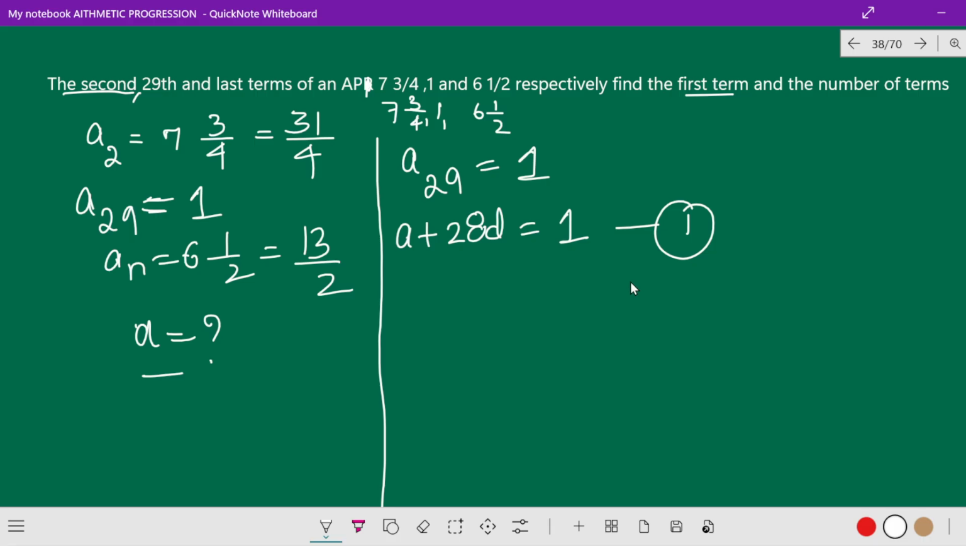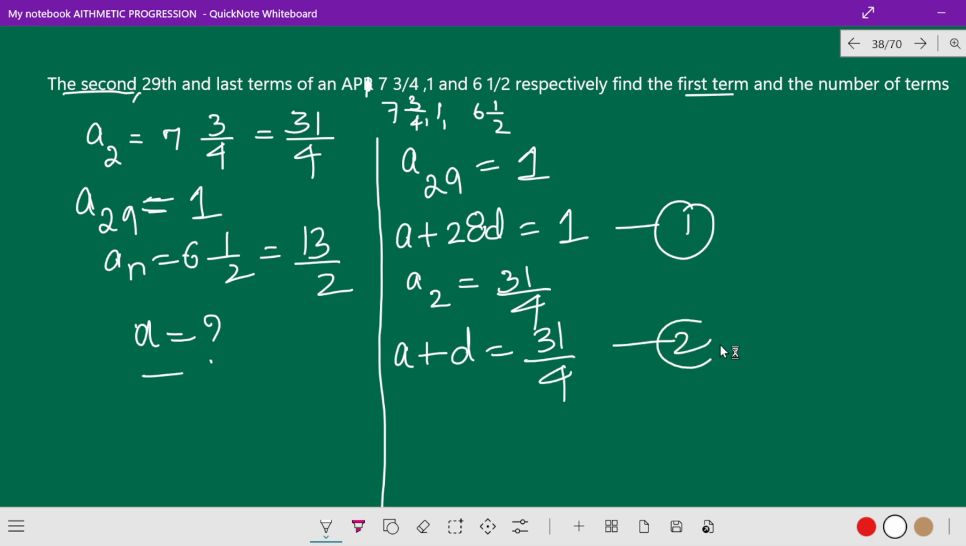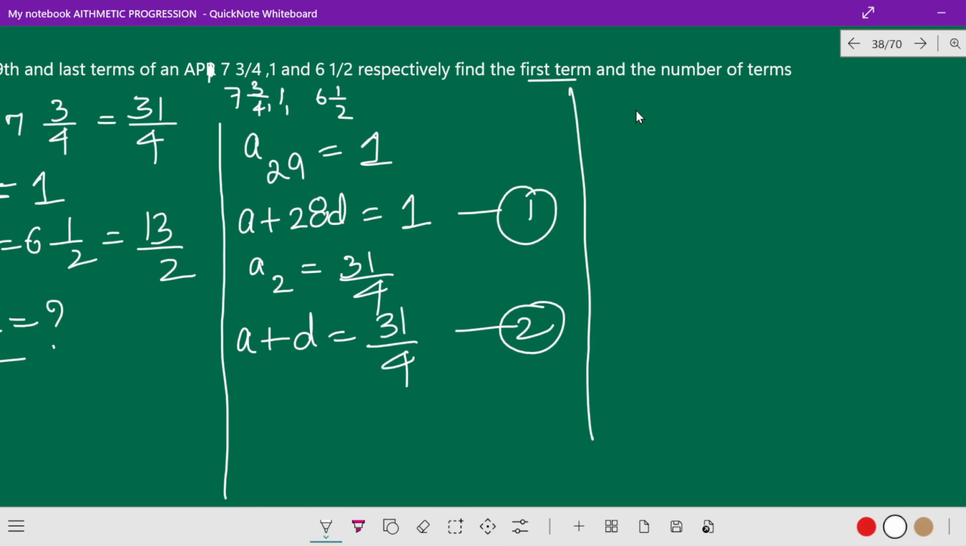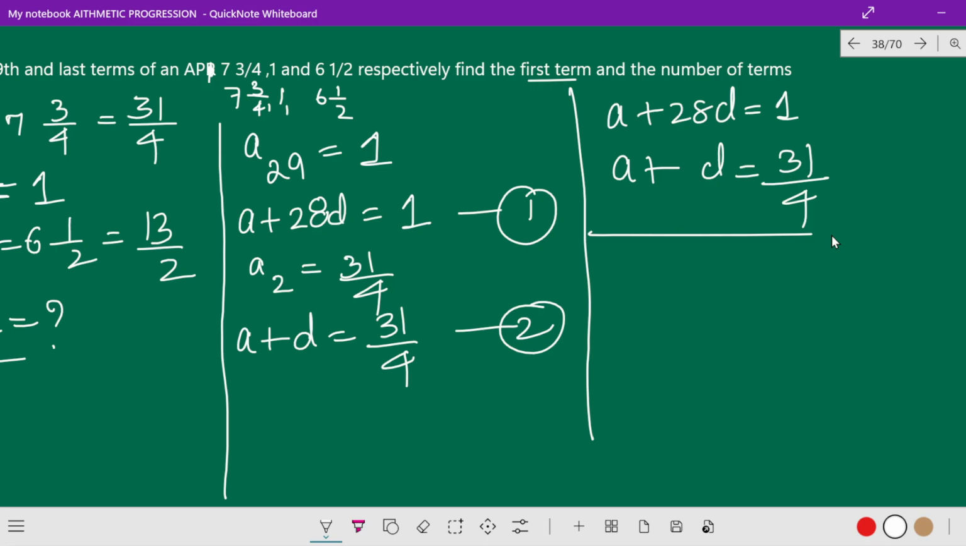Now we have got one more equation from here. A2 is equal to 7 3 by 4, so A2 is equal to 31 by 4. So A2 is A plus D is equal to 31 by 4. This is my second equation. Now I can solve both of these equations: A plus 28D is equal to 1 and A plus D is equal to 31 by 4. So subtracting, 28 minus 1 will come 27D.